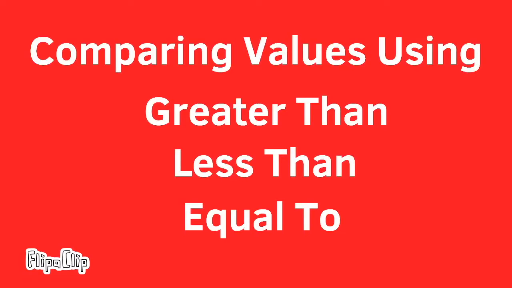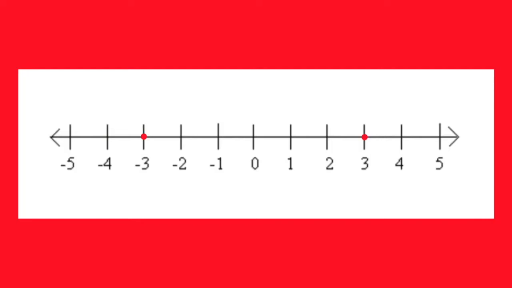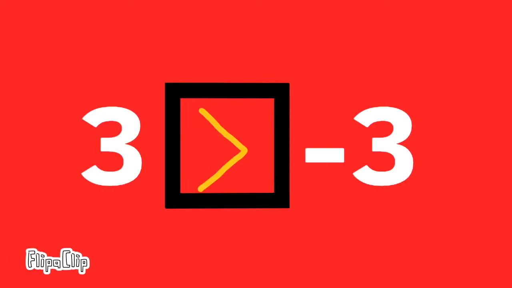This is a lesson in comparing values using greater than, less than, and equal to signs. 3 compared to -3. On the number line, +3 is to the right of -3, and that makes +3 greater than -3. Reading from left to right, 3 is greater than -3. From right to left, it would read -3 is less than 3.